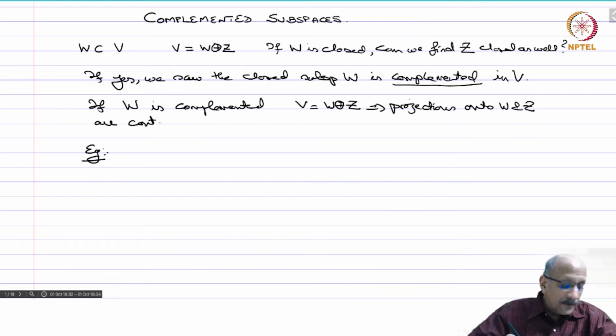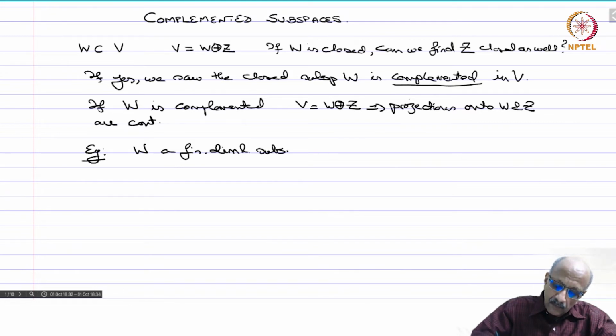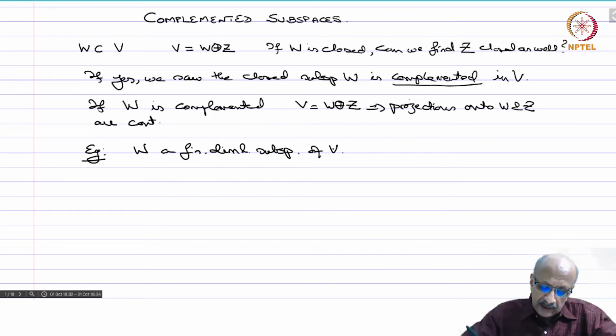So the first one, W a finite dimensional subspace of V. Then W is automatically closed, and we saw this as an application of the Hahn-Banach theorem. So the Hahn-Banach theorem implies that W is complemented.